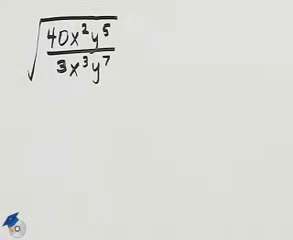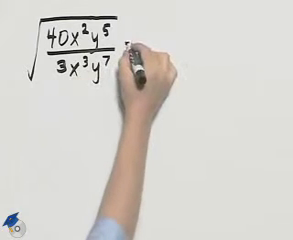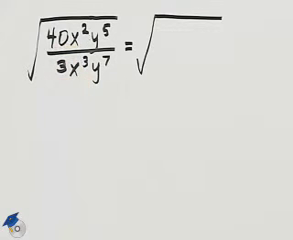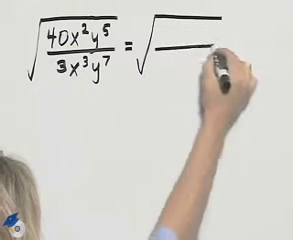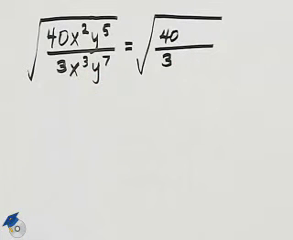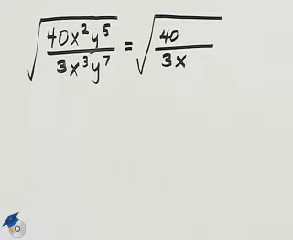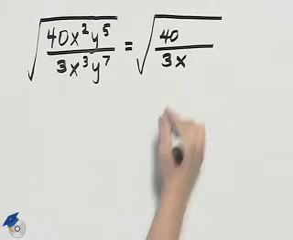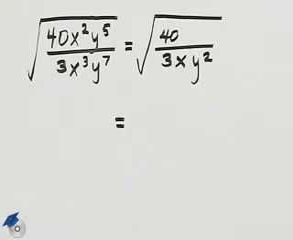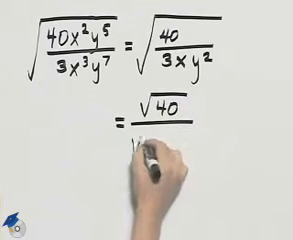To simplify this radical, we see that the fraction inside the radical can be simplified, so we will do that first. 40 and 3, there's no common factor, so we will not reduce the 40 and the 3. x squared over x cubed gives us an x in the denominator, and y to the 5th over y to the 7th gives us y squared in the denominator. Now I can use the quotient rule to split this up into two separate radicals.